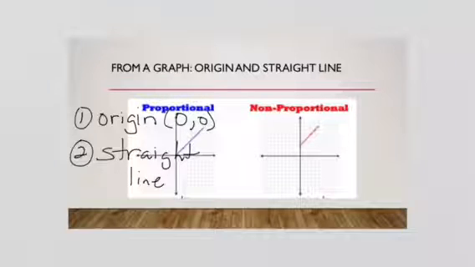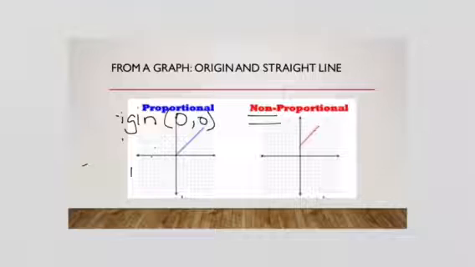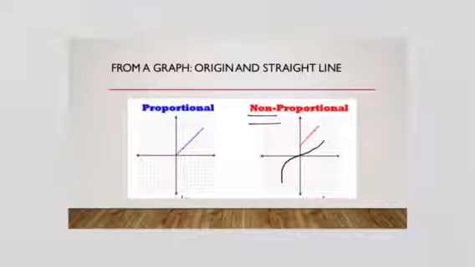If you look at the one on the right, it doesn't go through the origin. So it is non-proportional. And the one on the left, if we look at it real carefully, it goes through the origin and it's a straight line. So it is proportional. If you have one that does this, that's not proportional because it's not a straight line. It has to be a straight line. It has to go through the origin.